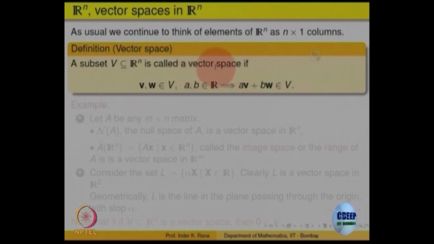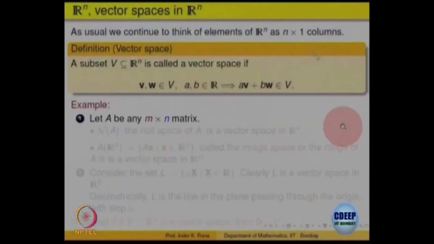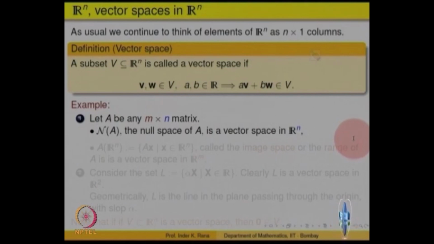So, in our example, for any matrix A, the null space is a vector space, because it had that property, right. That is what motivated us to define it. So, let us look at examples. For any m cross n matrix, look at the null space. The null space is a subset of what, Rm or Rn? The matrix is m cross n, you are going to do Ax, so x should be of the same order as n. So, the null space is a subset of Rn and it is a vector space, right.